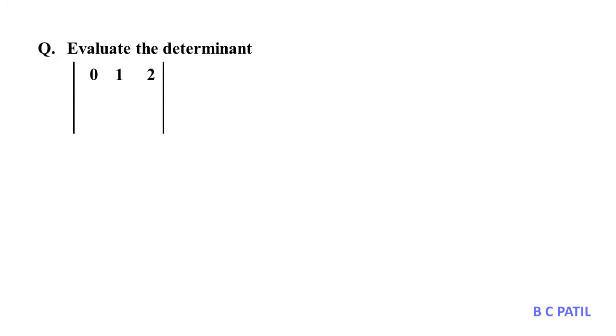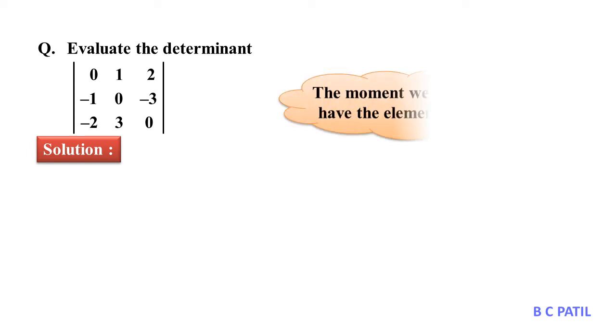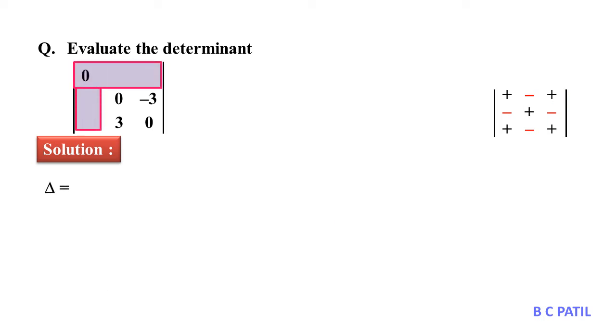Next example. Evaluate the determinant. Expand the determinant along R1. The R1 elements are here 0, 1, 2. Again we have to follow plus minus plus sign. First element 0, plus 0 into determinant of 0 minus 3, 3, 0.